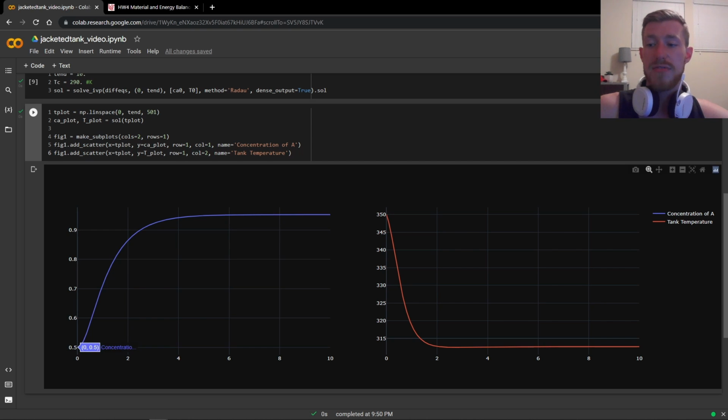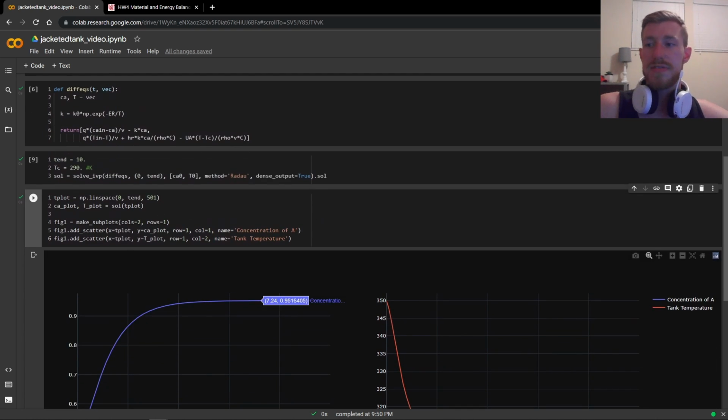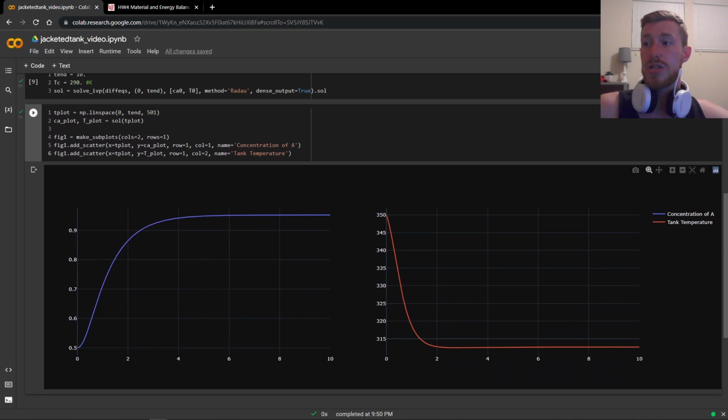we start at 0.5, and then as A decreases, or as the concentration of A increases, so does the rate of reaction, and as the rate of reaction increases, it decreases the amount of A flowing out. So eventually it stabilizes up here, it looks like at 0.952. So 0.952, I believe our concentration of A was in moles per liter. So that's its stabilization.